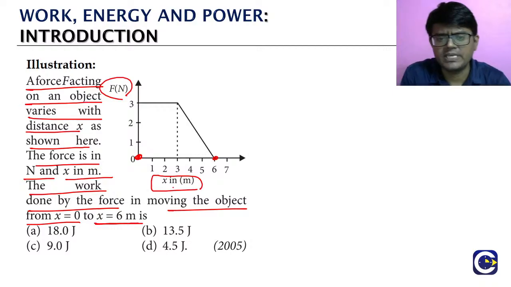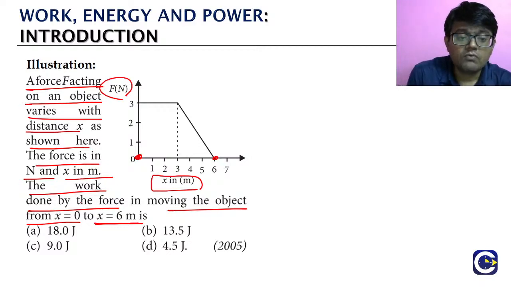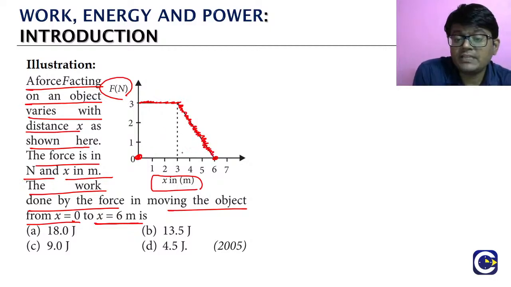It's a straightforward question. Here we don't even have the complication of the curve going below the axis. Here the curve is not going below the x-axis, right? So which means we have positive work in this case. So we need to find the work done by the force in moving the object from x is equal to 0 to x is equal to 6. If you look at the force, this is the force curve, right? We have to find the area between the force curve and the x-axis. So what is it?